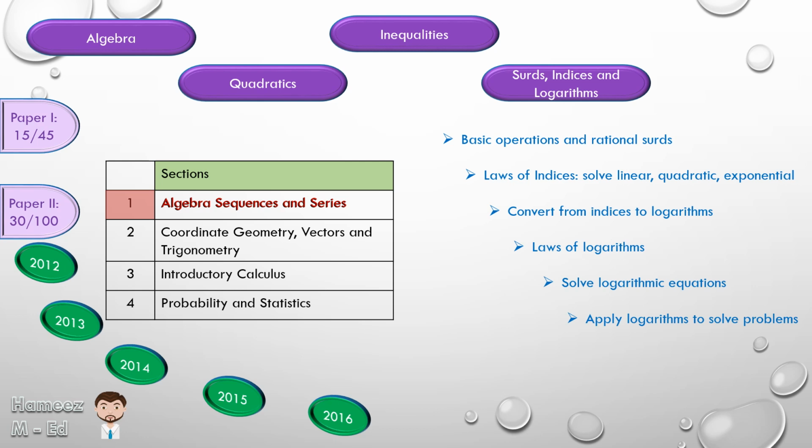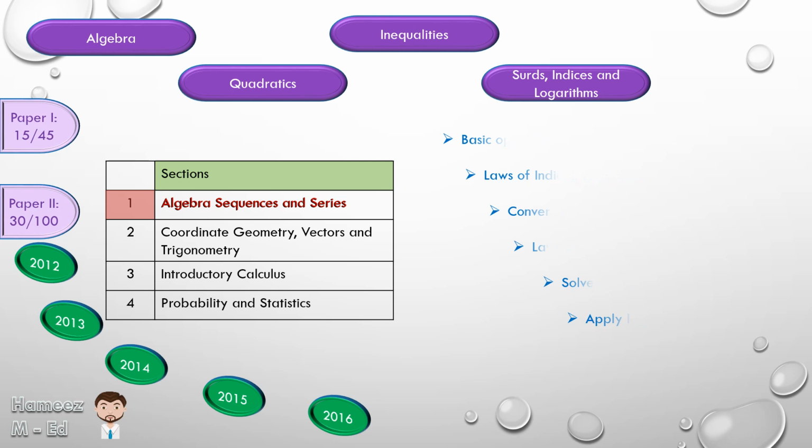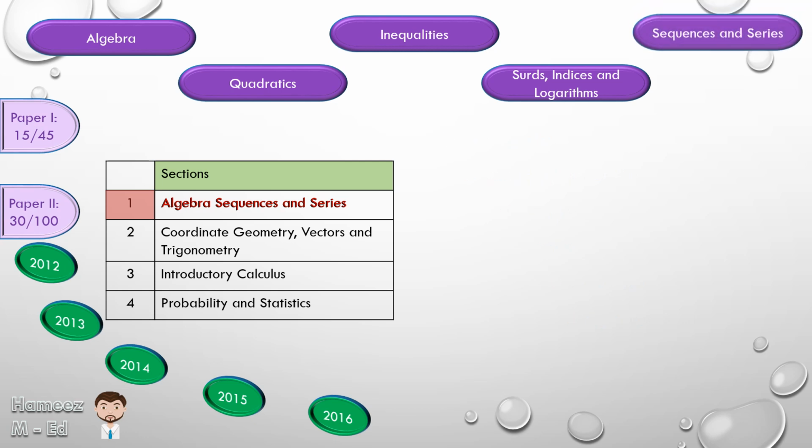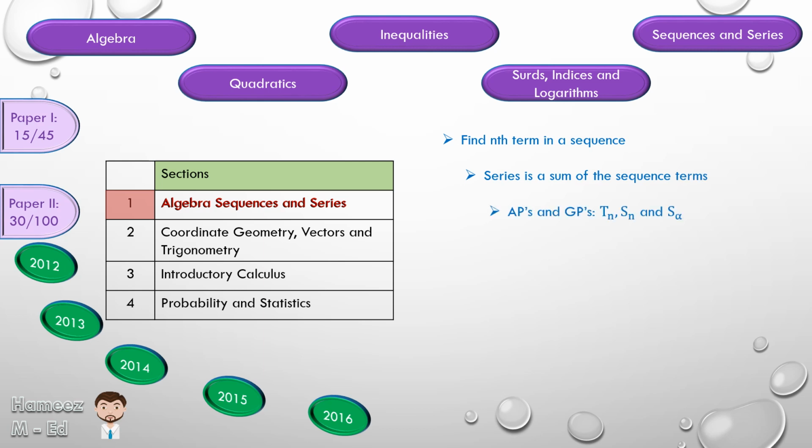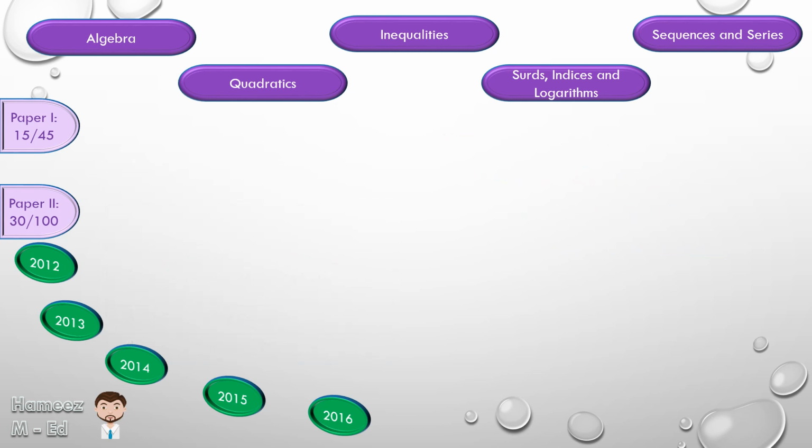And the last part of section 1 is part E, sequences and series. And in this, students need to know how to find the nth term in a sequence, that a series is a sum of the sequence terms, APs, arithmetic progression, and geometric progression, GPs, and of course the nth term, the sum to the nth term, and the sum to infinity of these, and the final part to show divergence or convergence of the APs and GPs accordingly.